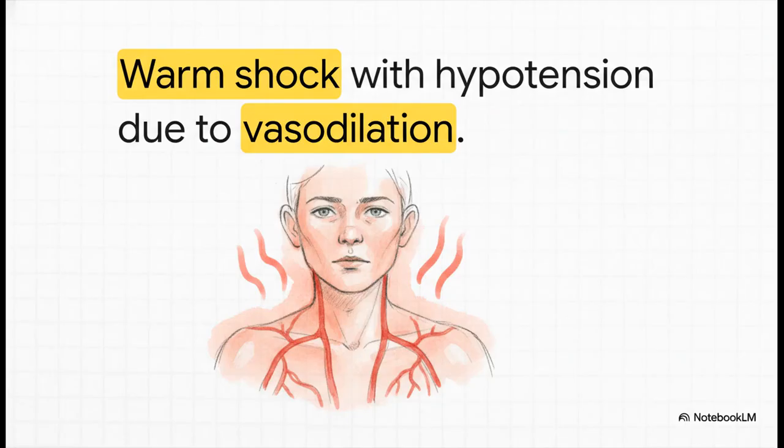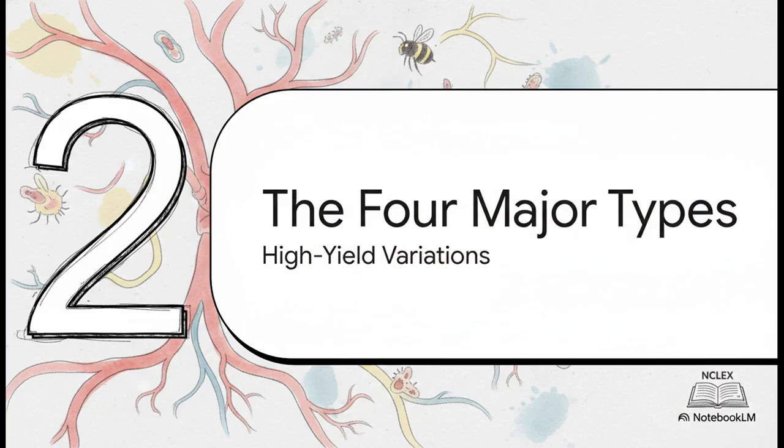Okay, get your mental highlighter out for this one. This is a classic NCLEX phrase. Because all that blood is pooled in those dilated vessels right under the skin, the patient often feels warm and looks flushed, all while their blood pressure is dangerously low. If you see warm shock or a warm, flushed skin with hypotension on an exam, your brain needs to immediately scream distributive shock.